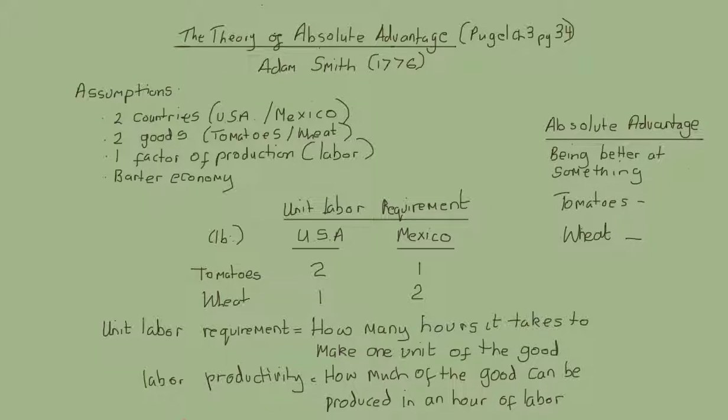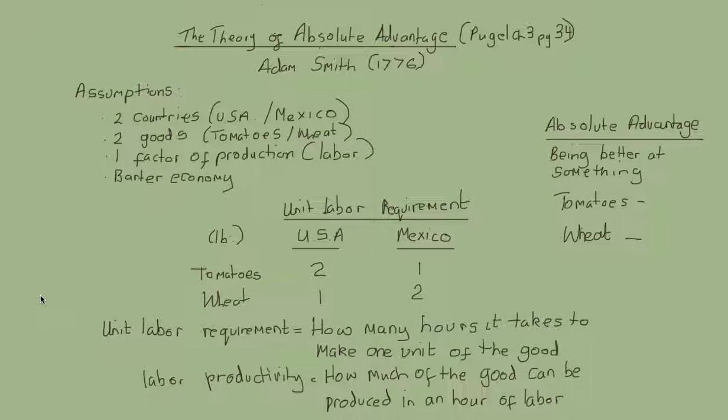The assumptions of the model are that we have two countries, so we're going to use USA and Mexico, two goods, tomatoes and wheat. That's a departure from our earlier model where we had the market for one good. Obviously, this is more realistic because trade usually involves the exchange of commodities between countries. One factor of production, labor.